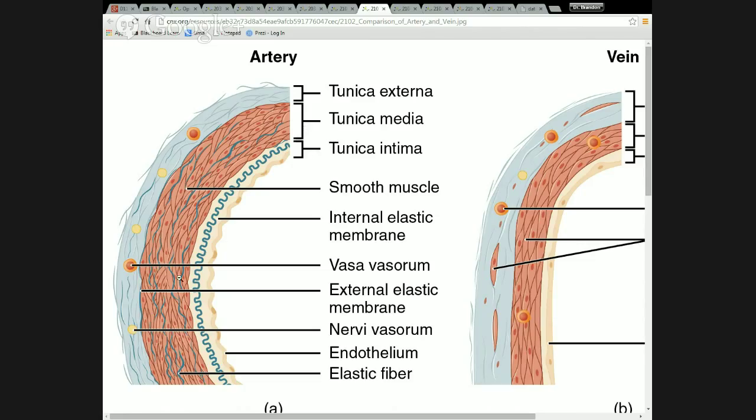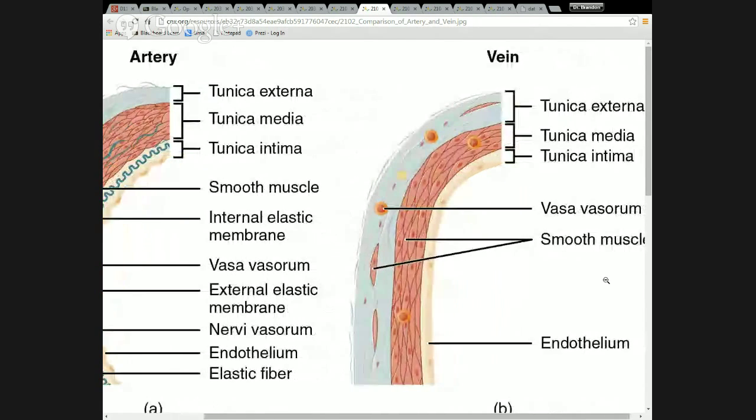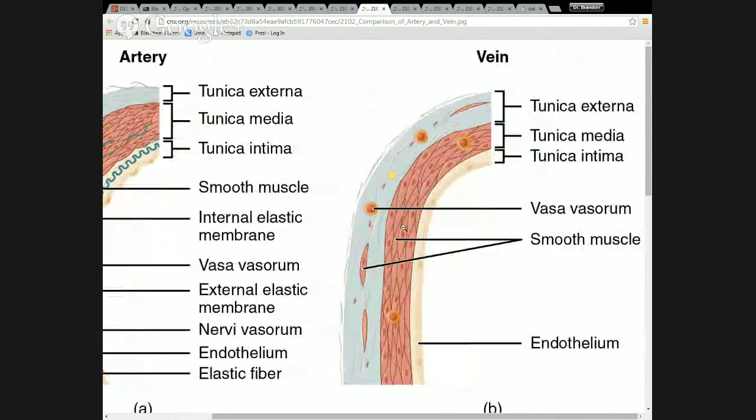Okay, the labels here we're seeing are all for the artery, but really the labels that are cut off on the other side here are the same thing. So there's an endothelium for the vein. There's smooth muscle in the tunica media. There's also some smooth muscle sometimes out in the tunica externa, especially in the larger veins.